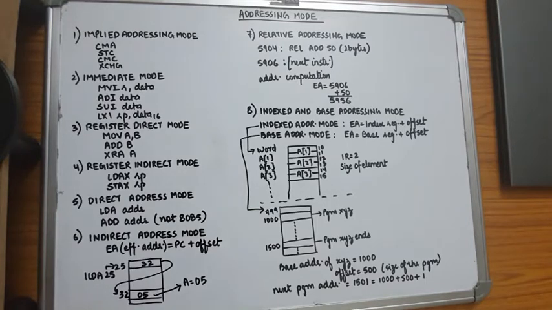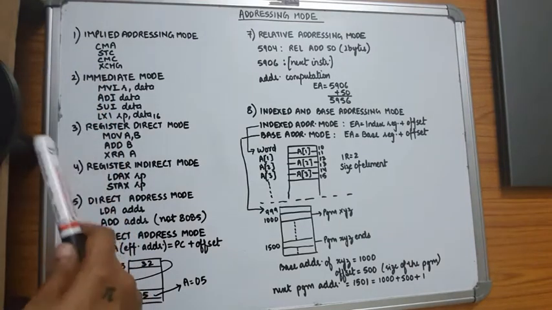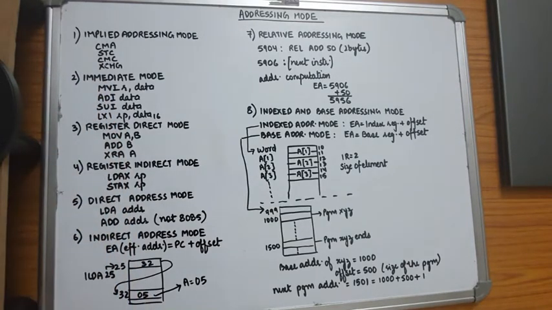The first addressing mode that we are going to discuss today is implied addressing mode. Implied addressing mode says that everything is explained in the instruction itself. Let us understand it with an example. Let us take up an example of CMA. CMA is complement accumulator. The complement accumulator instruction says that the data in the accumulator is required to be complemented, and the result is to be stored back to the accumulator.